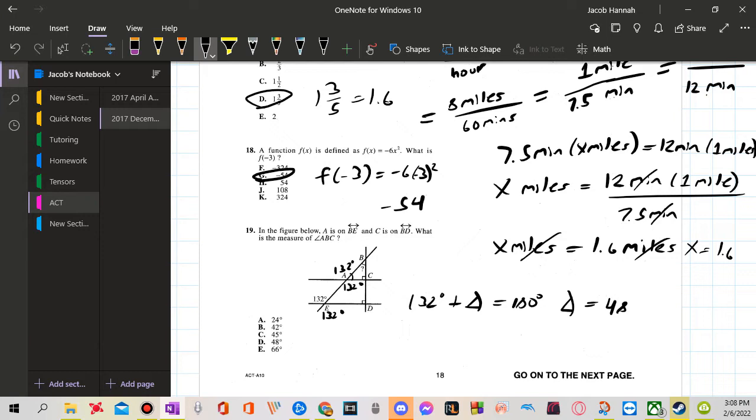And in a right triangle, the angles sum to 180. You know that this is 90 degrees. So 180 minus 90 minus that angle that we found, 48, is going to give you 42 degrees. Alright. Cool. Let's move on.